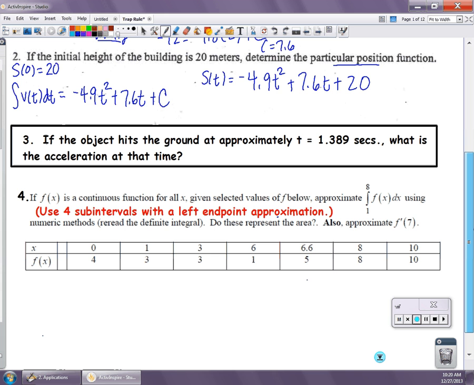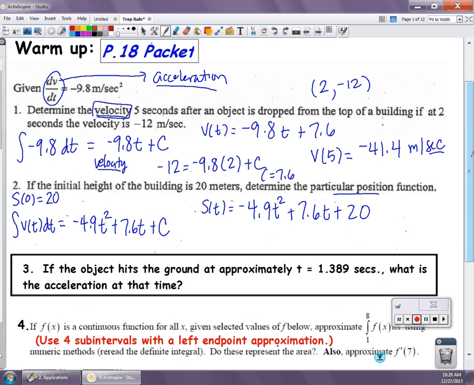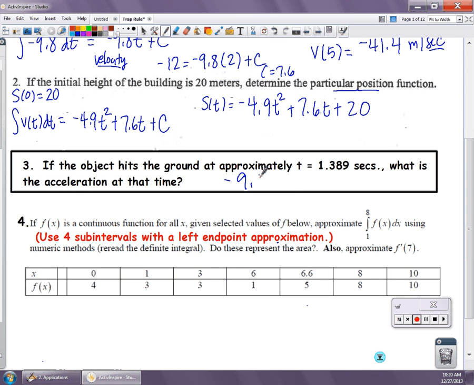Number 3, if the object hits the ground at approximately 1.389 seconds, what's the acceleration at that time? Well, hopefully you figured out when you did this that there was a little bit of a trick question. The acceleration is constant regardless of the time, so that would be negative 9.8 meters per second squared. Doesn't matter the time.